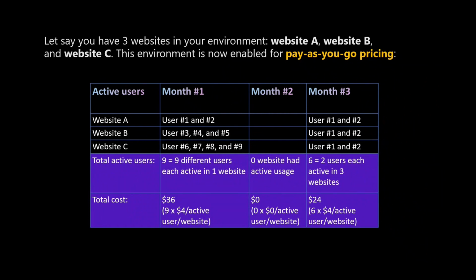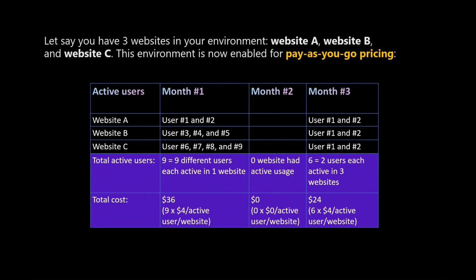OK. But in month 1, I have 9 active users and all those 9 active users were unique, right? So I have to pay for all 9 users. So I have to multiply 9 by 4, because for each individual unique user, I have to pay $4 per user per site per month, right? So since I have 9 unique users, if the same user is accessing all my websites, then I don't need to pay again and again for that, right?